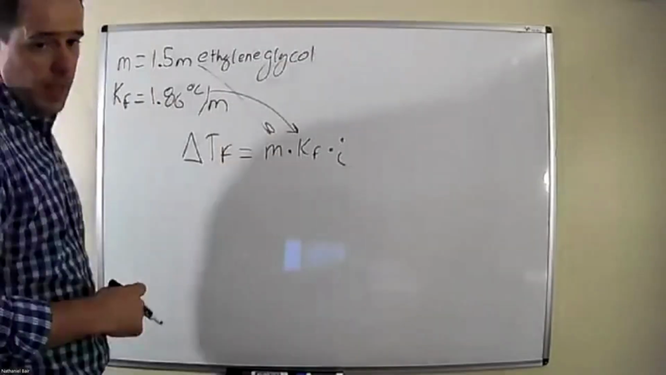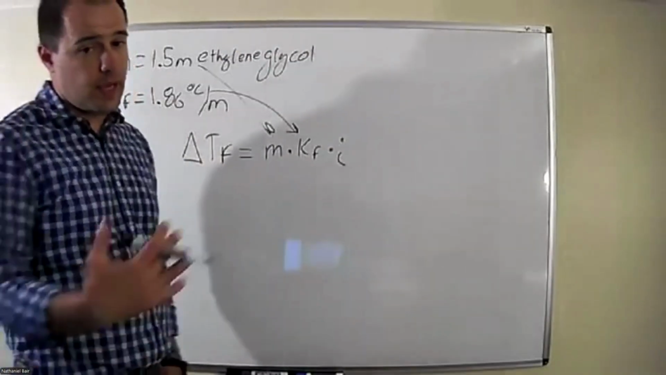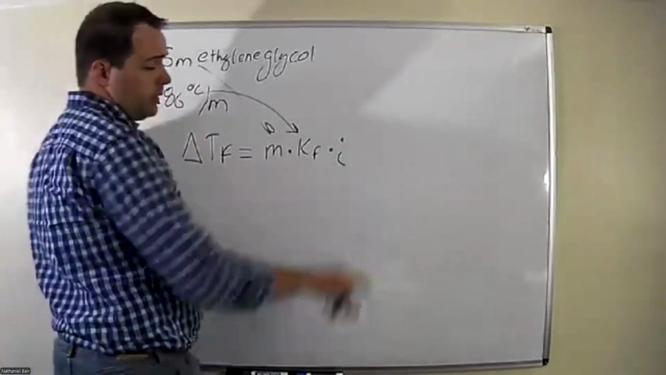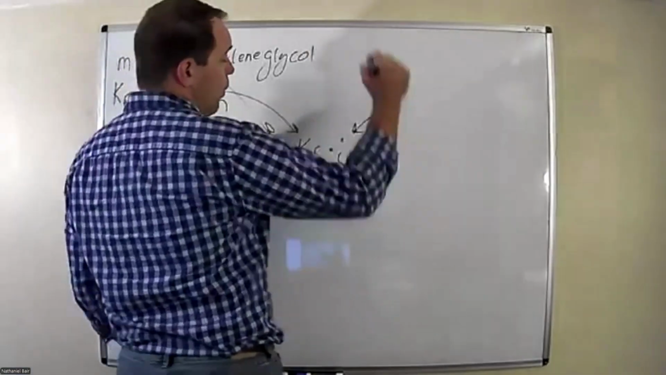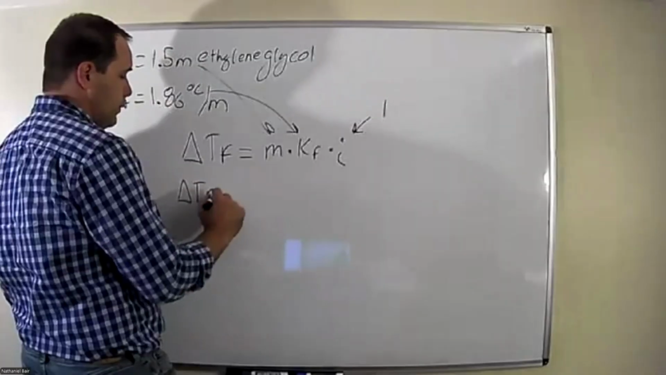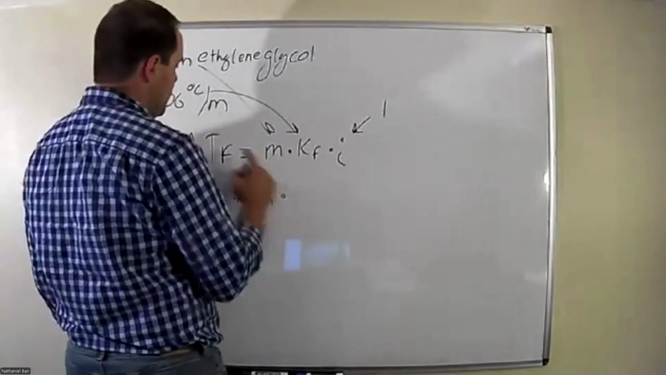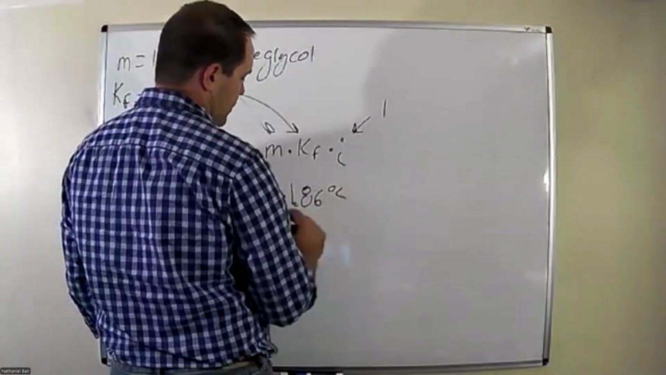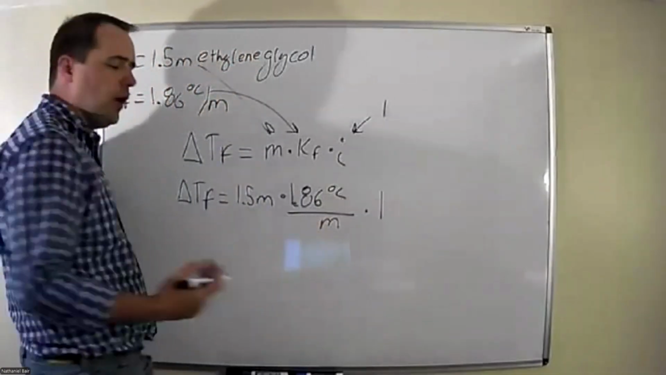And here's the good news. Ethylene glycol is not an ionic compound. It is not a salt. It does not break up into ions. So the Van't Hoff correction factor for a non-electrolyte, a non-ionic compound, is going to be 1. So we're ready to rock here. The change in temperature of freezing is going to be the molality, 1.5 molal, times the freezing point depression constant, 1.86 degrees C per molal, times the Van't Hoff correction factor, which is 1.